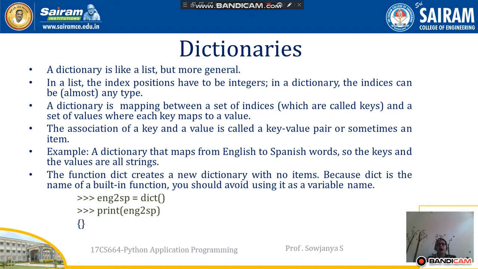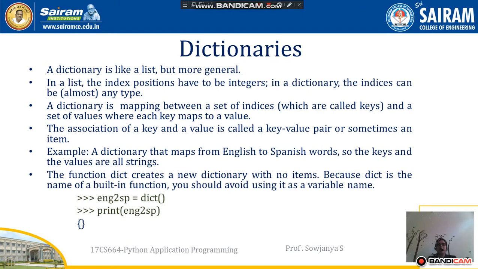For example, if you want to map words from English to Spanish, a dictionary contains a set of words and you want to map the English words to Spanish words. So the keys and the values here are strings, because the dictionary contains words. It doesn't contain any numbers, so in that case we can say these values are strings. Okay, so how can we use this in the Python programming language?